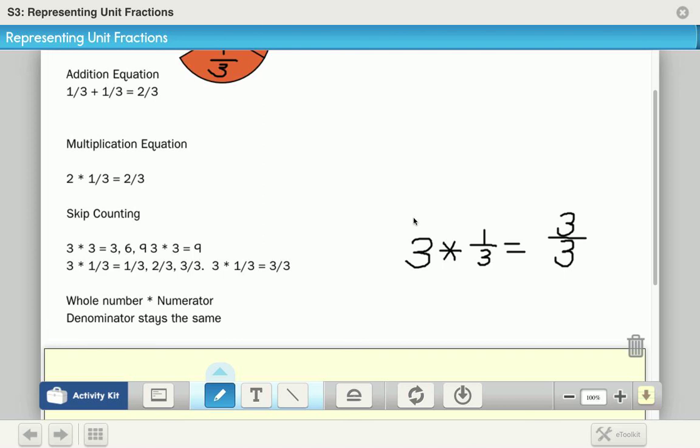So again, you take the whole number times the numerator. That becomes your new numerator in your answer. And then your denominator is still thirds. We did not change anything as far as our thirds are concerned.